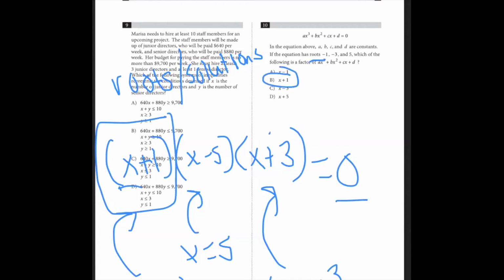X minus 3 is not there. X minus 5 is not there. And everything else is flipped. So that's how you do that problem. So hopefully that made sense.